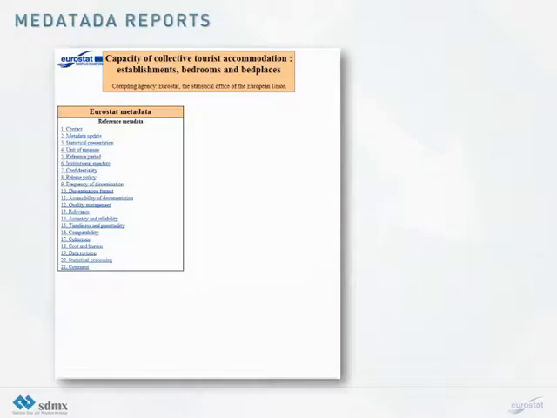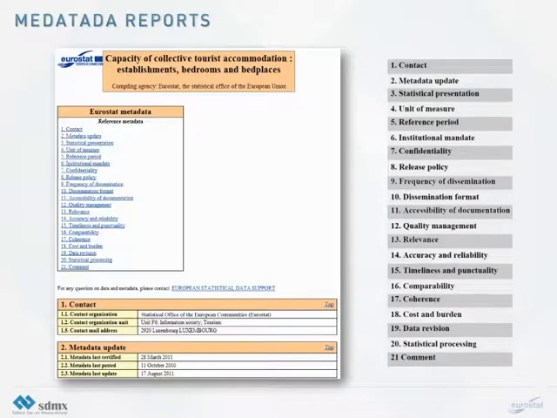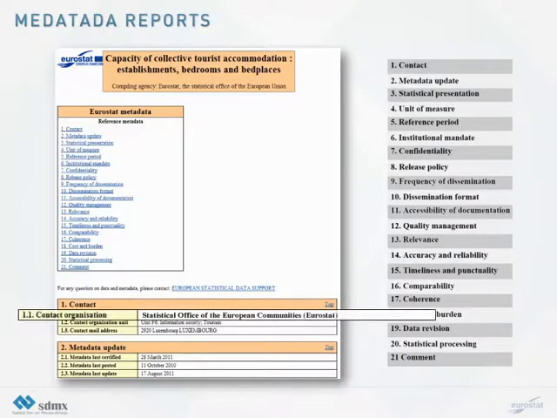Metadata reports are structured using a set of main concepts. In this example, taken from the Eurostat standard metadata format, these concepts and subconcepts represent the metadata elements for which a text needs to be reported. In the example, contact organization has the value Statistical Office of the European Communities, Eurostat.